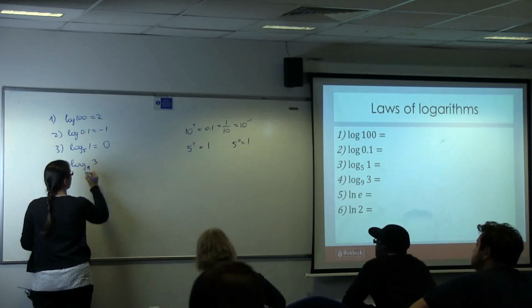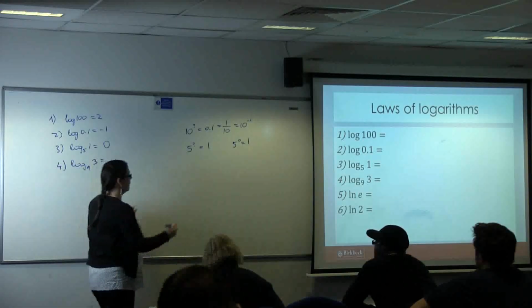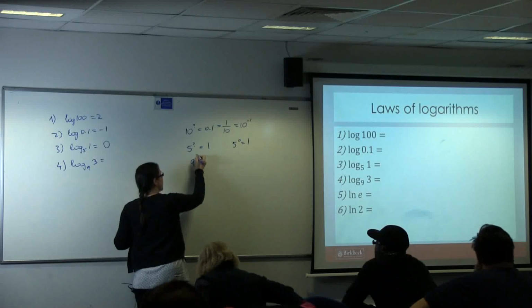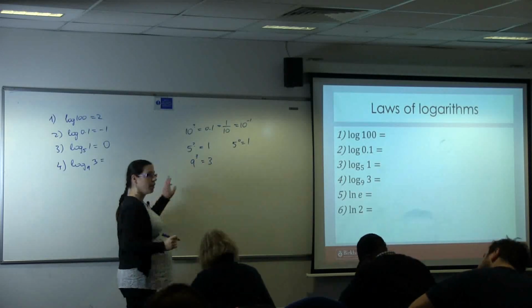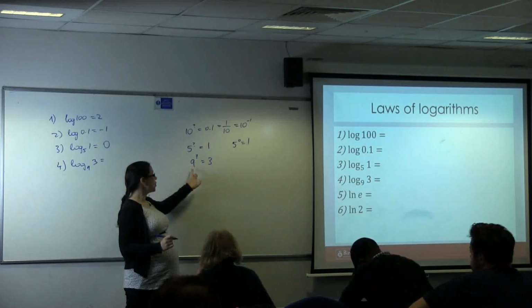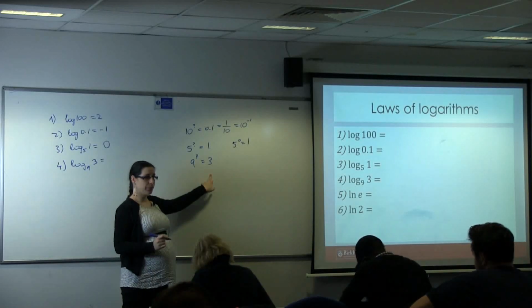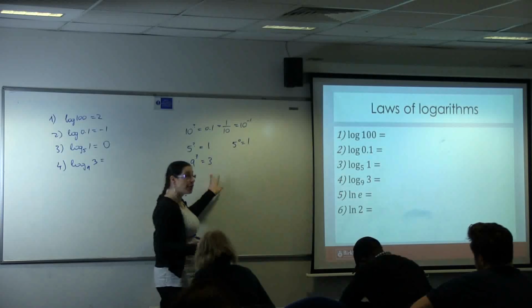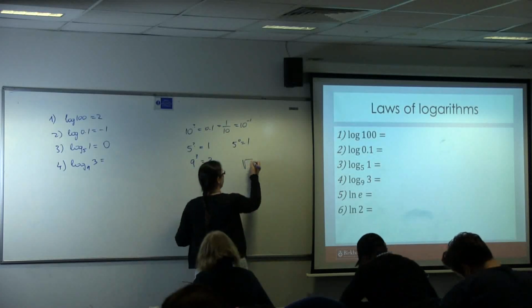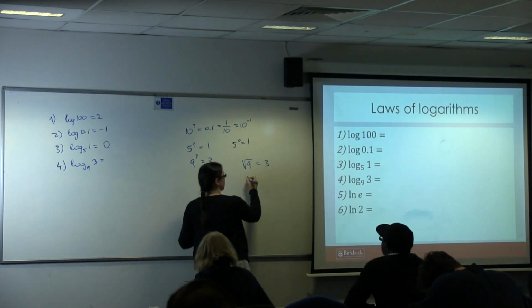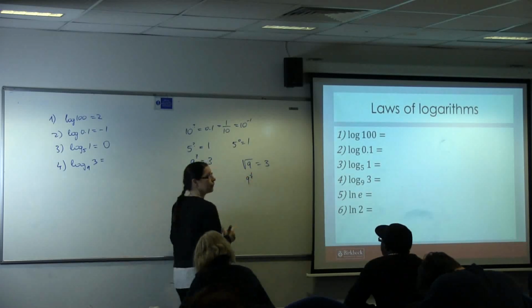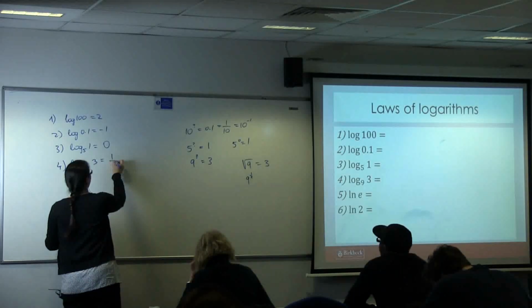Next one. Log base 9 of 3. Again, what power do I need to raise 9 to get to 3? What do I know about the relationship between 9 and 3? Square root. The square root of 9 is equal to 3. The square root is the half power. So this is equal to half.